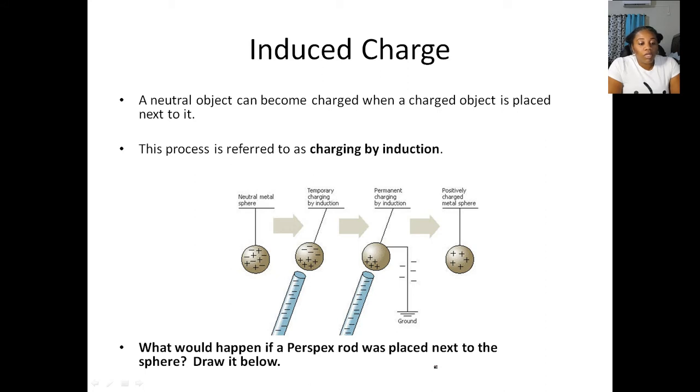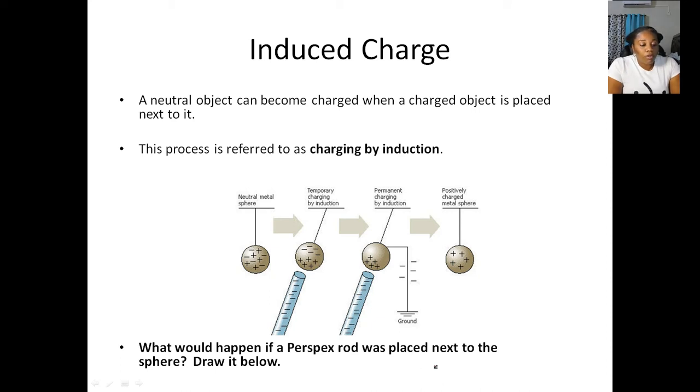Now what happens is that the negative charges are removed by placing some sort of wire into the ground, and so they all travel towards the ground, and now the object is positively charged. So that is called charging by induction.